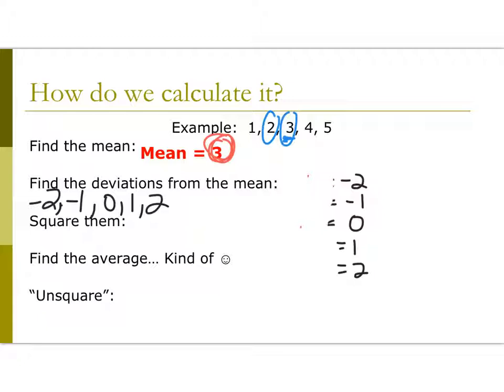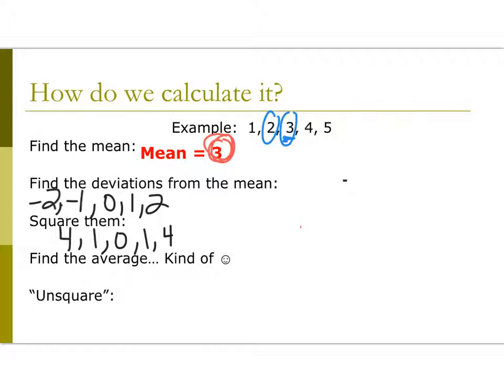Next, what we do is square those deviations. So -2 squared would be 4, -1 squared would be 1, 0 squared would be 0, 1 squared would be 1, 2 squared would be 4. Now, it says find the average, kind of.